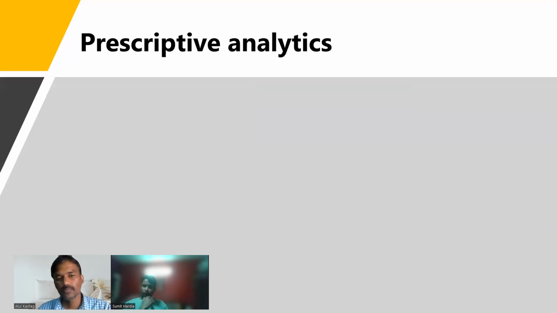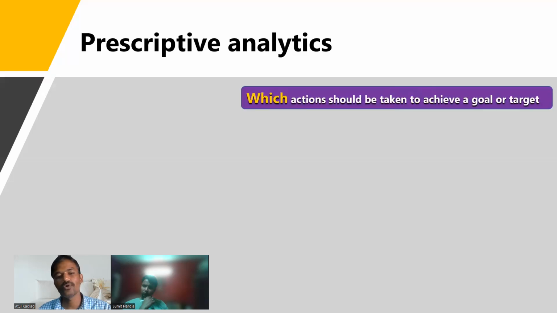Then the next one is prescriptive analytics. Now, this is about what actions we should take to achieve a goal or target that has been decided. So what are the actions we need to take? This is the actual course of action. Some action should be taken so that a particular goal or target is achieved. This is prescriptive, like a doctor.